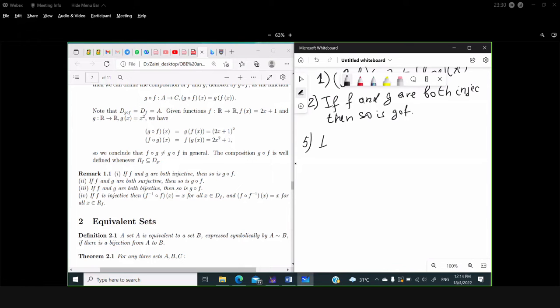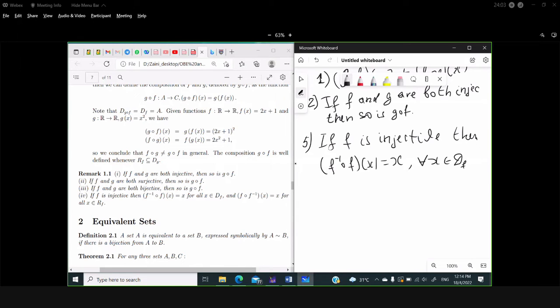If f is injective, which means one-to-one injective, then the composition of f and f minus 1 acting to the x actually is x for all x from D of f, the domain of f.